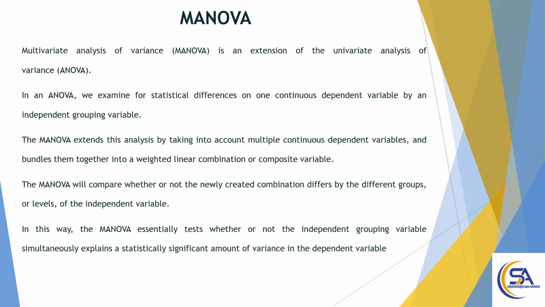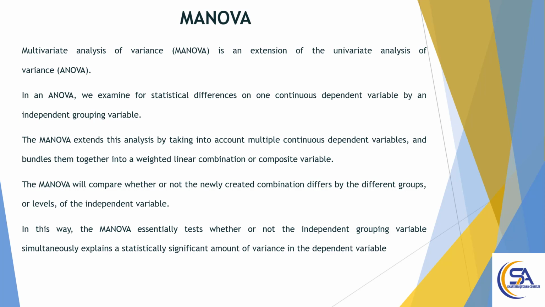All right. Now, MANOVA, multivariate analysis of variance, is an extension of univariate analysis of variance. Now, in an ANOVA, we examine the statistical difference in one continuous dependent variable by an independent grouping variable. The MANOVA extends this analysis by taking into account multiple continuous dependent variables.